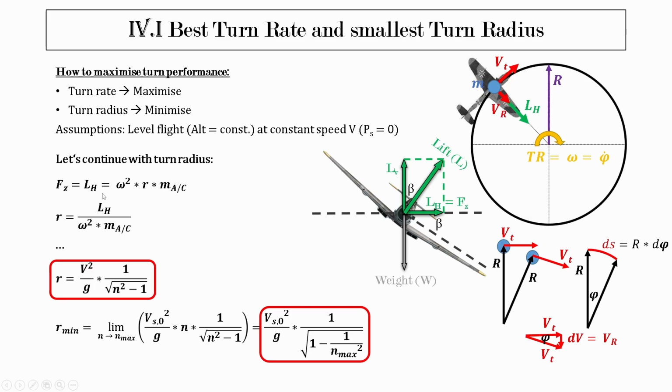And let's talk about turn radius. We use the same equation for horizontal lift force, which is our centripetal force, equal to omega squared r and the mass of the aircraft. We rearrange this equation and put r on the left side, everything else on the right side, and we get to this. So just divide by omega, divide by mass, and you end up here.